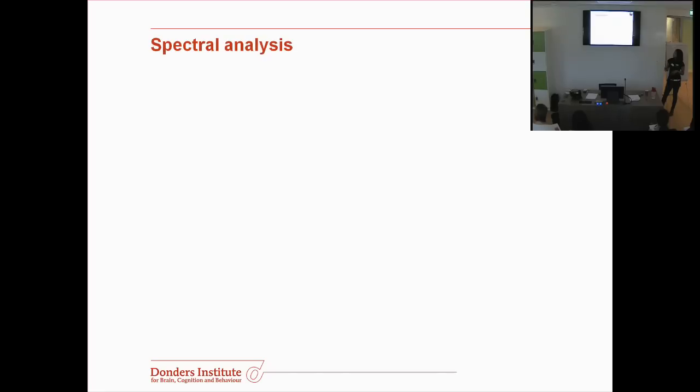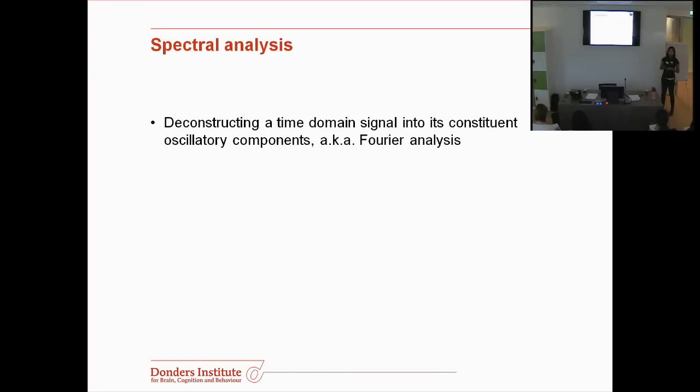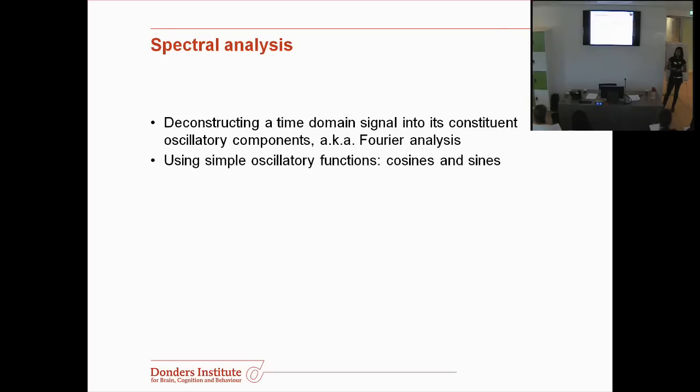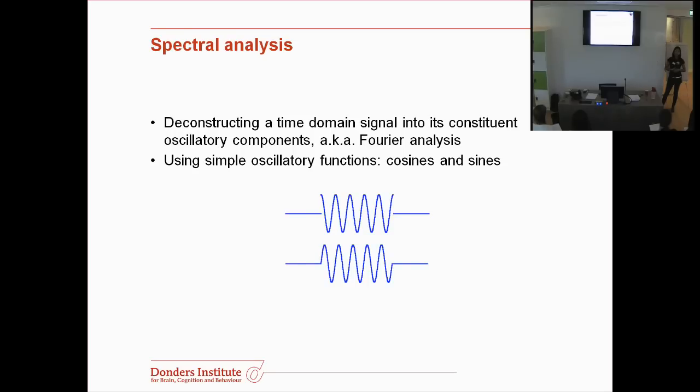Okay, so when we're doing spectral analysis, what we're actually doing is taking our signal from the time domain and decomposing it into its oscillatory components in the frequency domain. This is also referred to as Fourier analysis. These basic oscillatory components are also referred to as basis functions, and they are basically the cosines and sines. What we show here on the top is a cosine, and the bottom is a sine, and these are just 90 degrees shifted relative to each other.